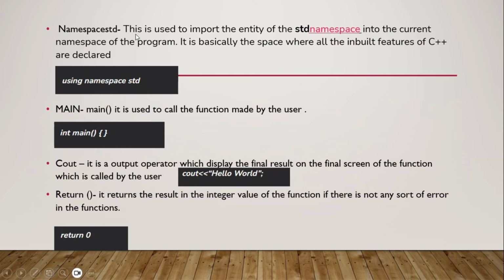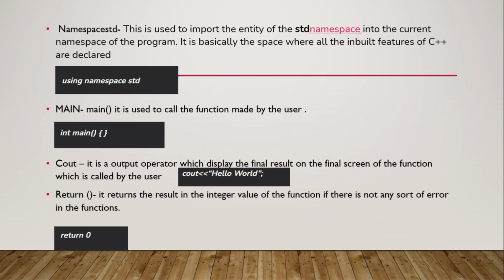Next is namespace std. This is used to import the entities of the std namespace into the current namespace of the program. It is basically a space where all the inbuilt features of C++ are declared. Like all the built-in functions which you have studied in Python, that we have to call, here we will use using namespace std.